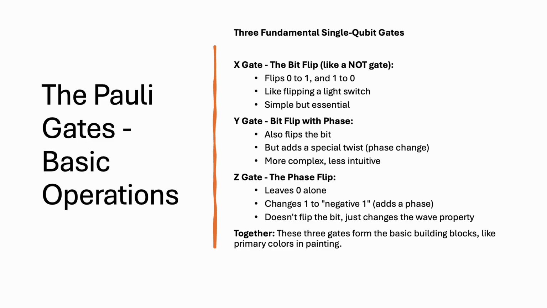Together, these three Pauli gates, along with the identity gate, which does nothing, form a complete basis for describing single qubit operations.